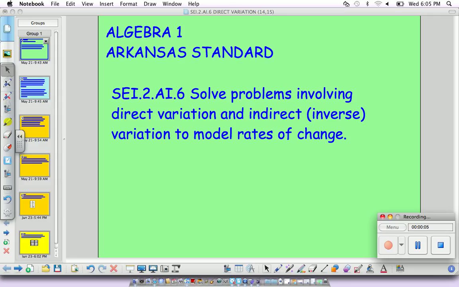Algebra 1, Arkansas Standard, SEI 2, AI 6. Solve problems involving direct variation and indirect variation to model rates of change.